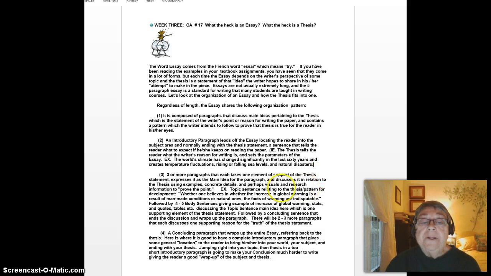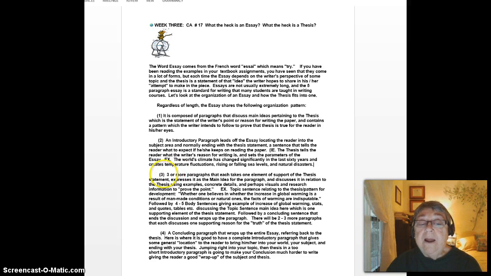So here's an example. The world's climate has changed significantly in the last 60 years, and it creates temperature fluctuations, rising or falling sea levels, and natural disasters. So do you see that once you have this sentence, you understand as the reader what's happening, and you understand as the writer exactly what you need to do. You need to have a body. You need to go on then and create all of the props that actually prove that what you're saying in that example is actually true. And you're going to do it in terms of creating temperature fluctuations, rising or falling sea levels, and natural disasters.